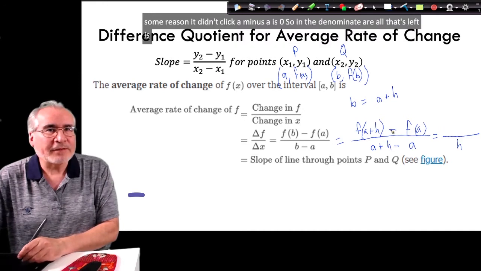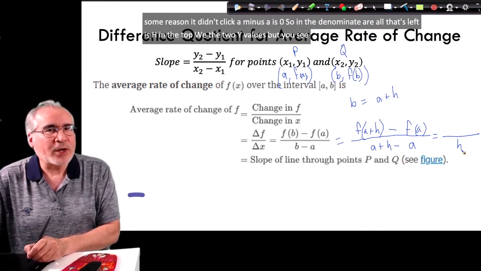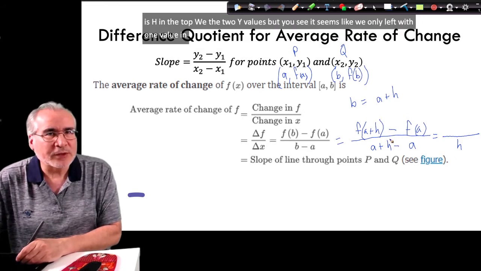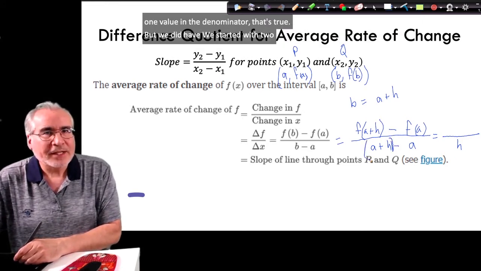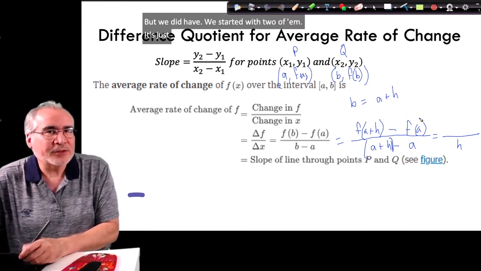In the top, we have the two y values. But you see, it seems like we're only left with one value in the denominator. That's true. But we started with two of them. It's just that a minus a is 0.